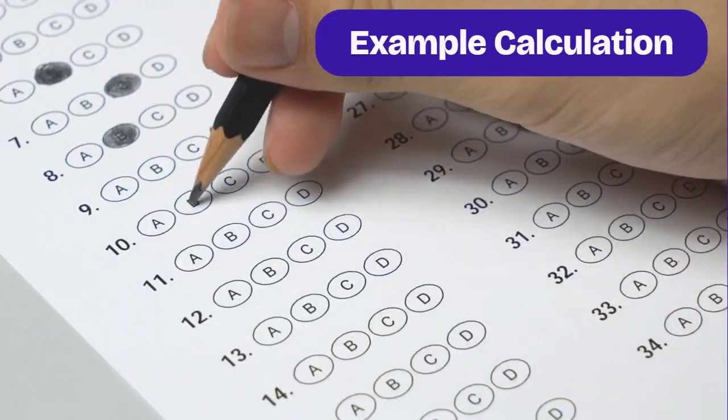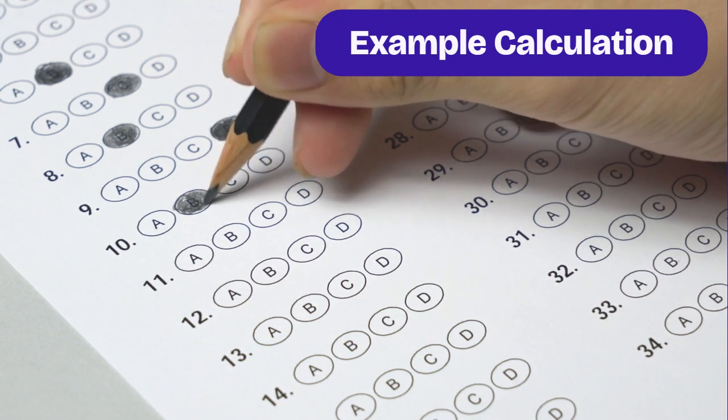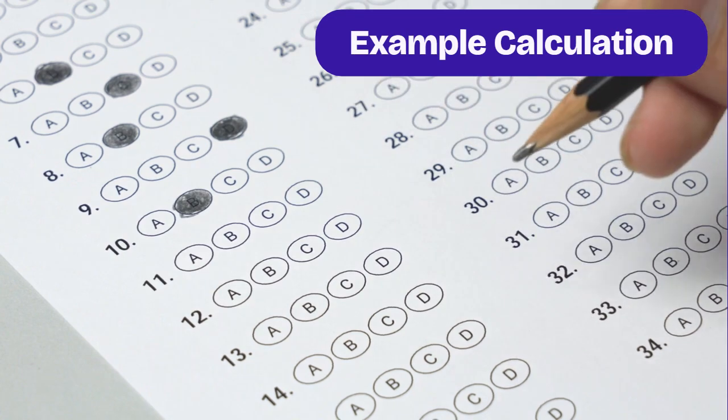For example, if a spring has a mass of 0.5 kilograms and a spring constant of 200 newtons per meter, the period is about 0.314 seconds.